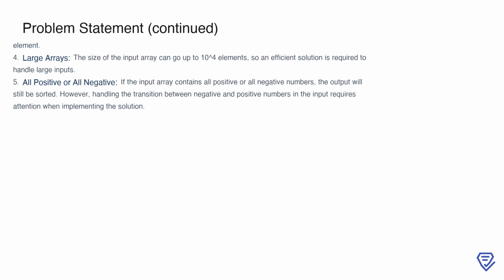There are also some edge cases to keep in mind. If the input array consists entirely of positive numbers or entirely of negative numbers, the output will naturally be sorted since squaring preserves the order within each group. However, when the input includes both negative and positive numbers, the transition between these groups needs special handling to ensure the final array remains sorted. Given the potential size of the input, we must aim for an approach that avoids unnecessary operations or excessive memory usage. These considerations will guide us as we develop an efficient solution for this problem.